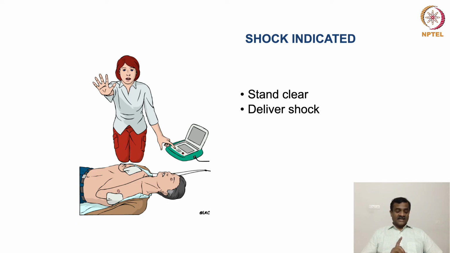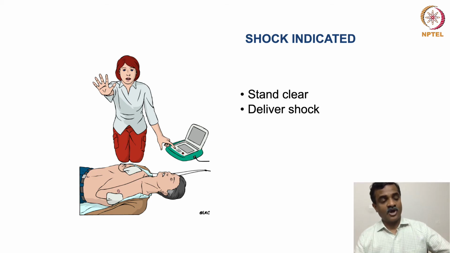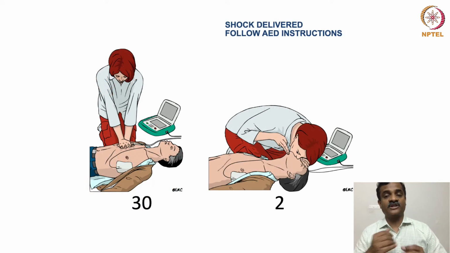So CPR is again 30 compressions to 2 rescue breaths. For how long? 2 minutes. And after 2 minutes, you stop and see if the ECG will be assessed by the machine again. The machine will say rhythm normal or shock advised or shock not advised. If it says shock advised, we are going to repeat the process. If it says shock not advised, we will continue CPR and maybe need to give medication.